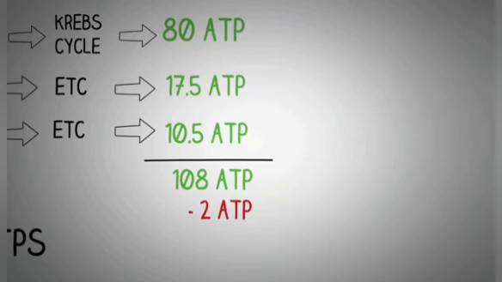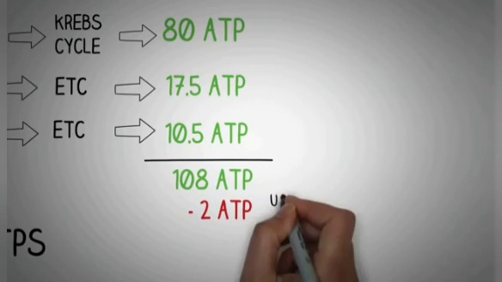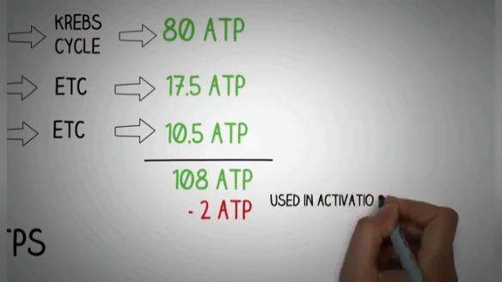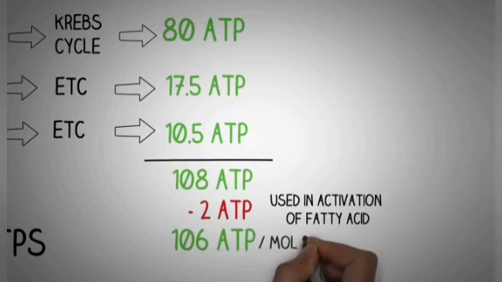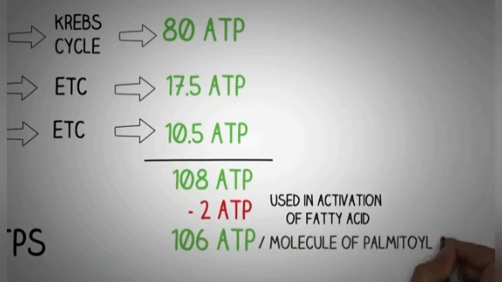From this, it is essential to deduct 2 ATPs which are utilized in the activation of palmitoyl-CoA. So the energy yield through a 16 carbon fatty acid is 106 ATPs per molecule of palmitoyl-CoA. So this was all about the process of beta oxidation.